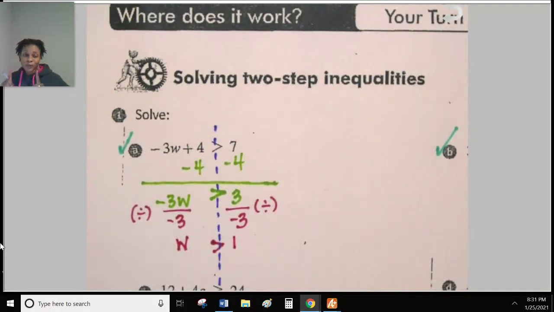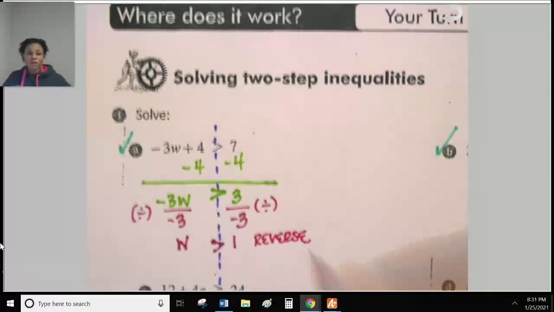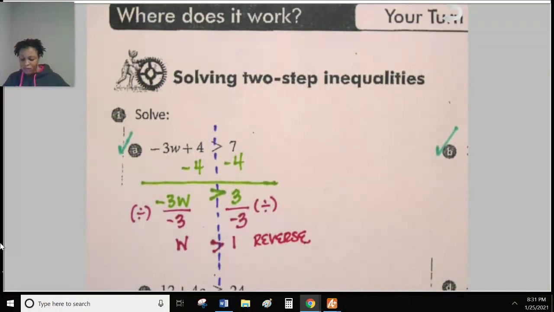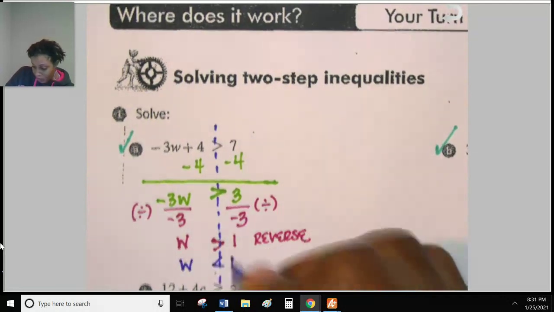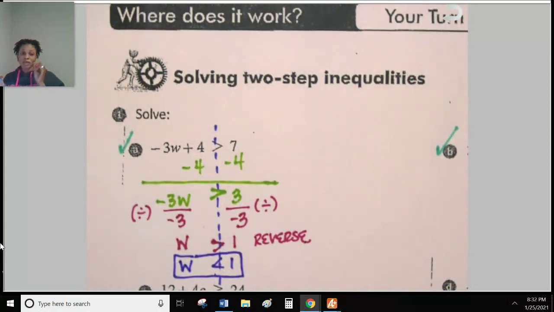But if you remember, anytime we divide or multiply by a negative number, you have to reverse that symbol. Okay? So our solution is not going to be W has to be greater than 1. It's actually going to be W has to be less than 1. You have to reverse that symbol. So remember to actually write down the word reverse. Whenever you see that you're multiplying or dividing by that negative, you're going to reverse that symbol. Okay? So reversing the symbol.